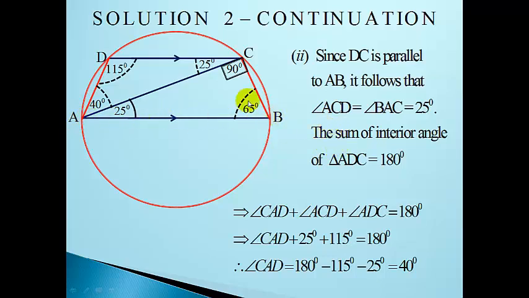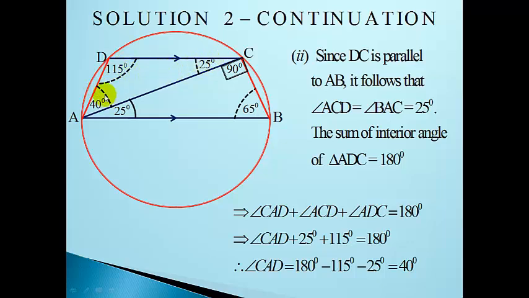So since AB and DC are parallel lines, it means that the angle at A, that is BAC, is equal to the angle at C, that is ACD. So it's 25. Now the sum of interior angles of triangle ADC is 180. Where do we have the triangle ADC? We have triangle ADC. Now the angle at D is 115 degrees. The angle at C is 25 degrees.